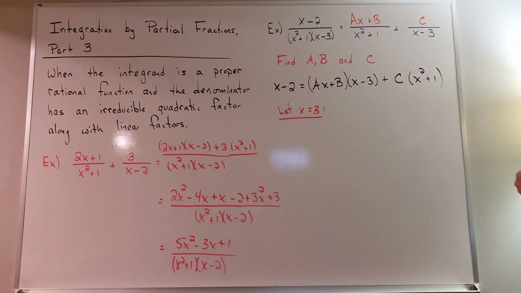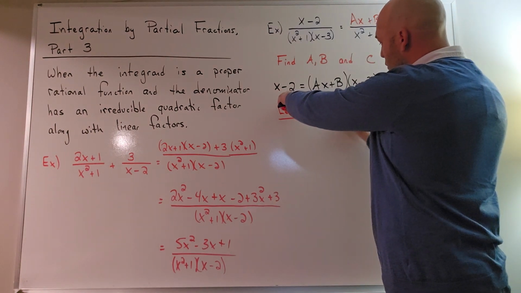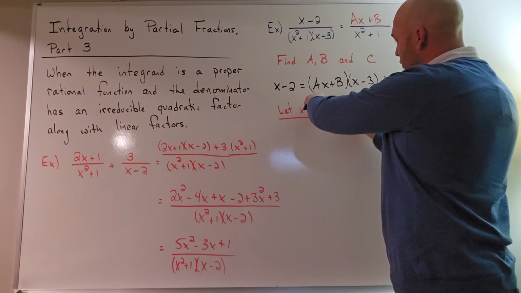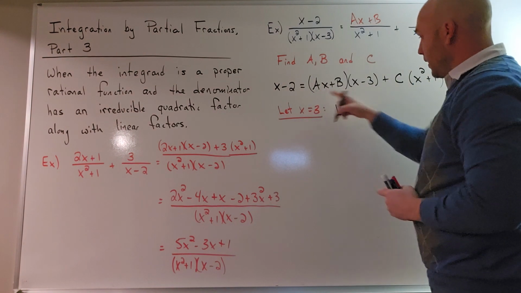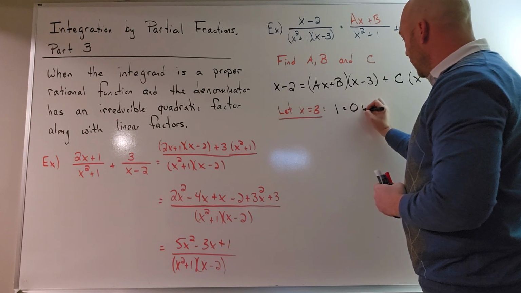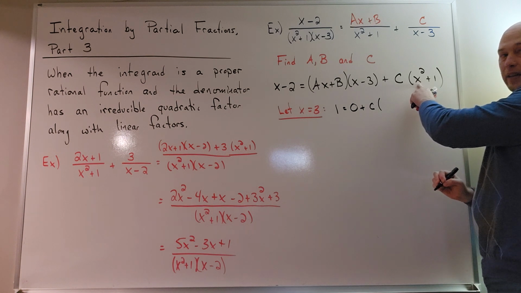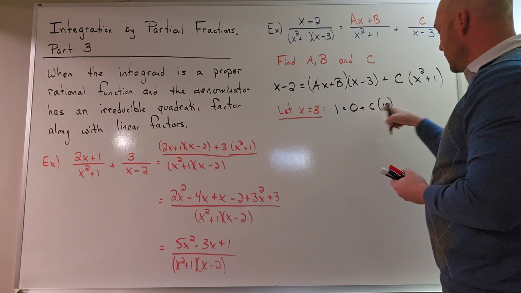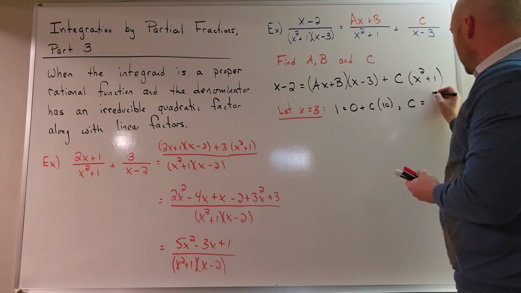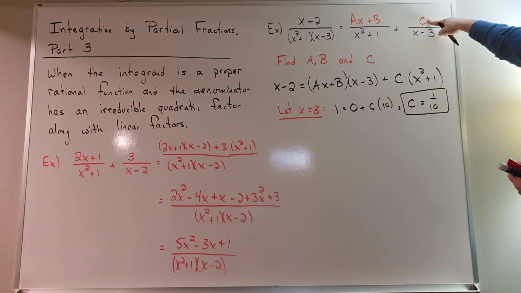Everywhere where I have an x, I'll plug in a 3. On the left, I have 3 minus 2, which is 1. On the right, this would be ax plus b times 3 minus 3, which is 0. That whole term would be 0, plus c times, if I plug in 3, 3 squared is 9. 9 plus 1 is 10, giving me 1 equals c times 10. Therefore, c is 1/10. Therefore, I have the numerator for this term on the end.